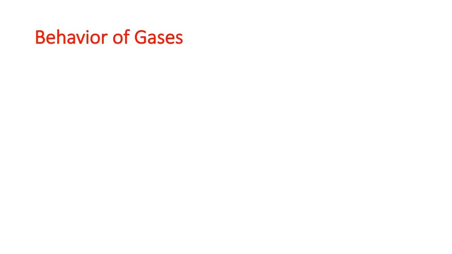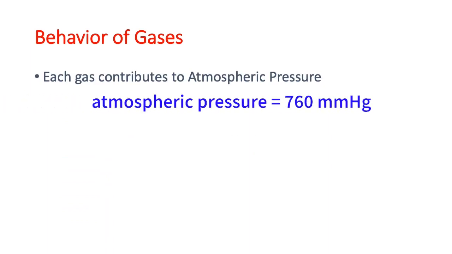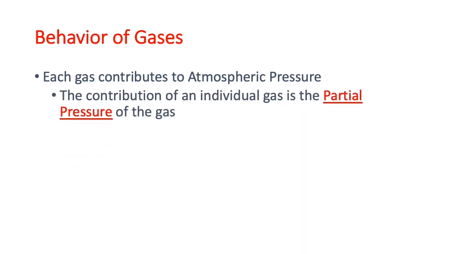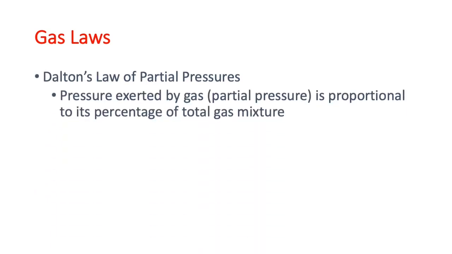Let's look at the behavior of gases. Each gas is going to contribute to the overall atmospheric pressure of 760. A gas's contribution to the overall atmospheric pressure is called its partial pressure. There are two additional gas laws that you're going to have to learn. Dalton's law of partial pressure states that the partial pressure of a gas is proportional to its percentage of the total gas mixture.